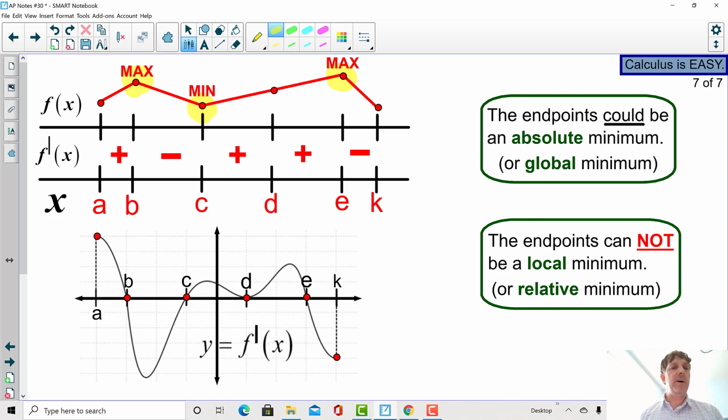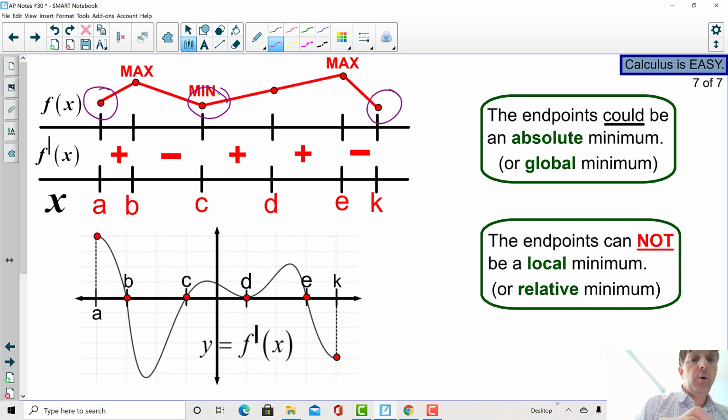Now, what does this tell us about our original function? Well, it tells you that you have a local max here and a local max there. And one of those 2 points could be an absolute max. It also tells you that you have a relative min here. It is possible to have an absolute minimum at one of these 2 points or the middle point. We don't know which one is the lowest point.